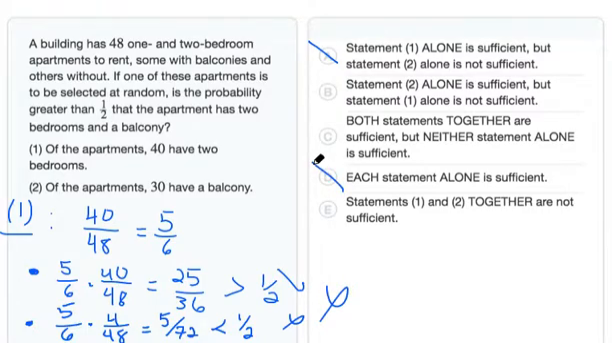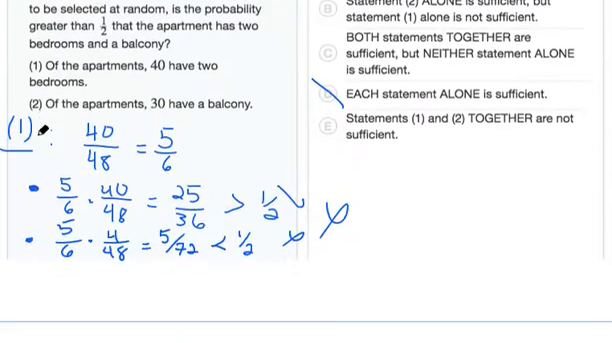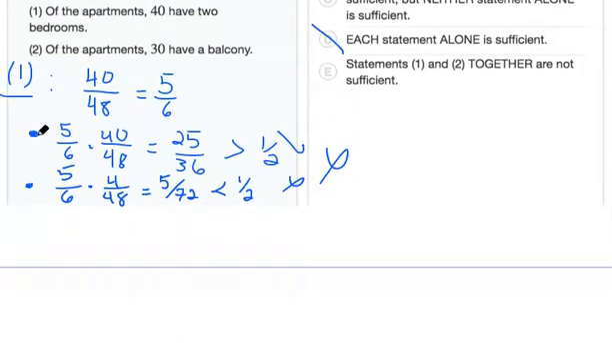Moving on, we need to consider statement 1 or statement 2, right? We just did statement 1, so we need to go ahead and consider statement 2 alone. Let's just go ahead and scroll down for that, leaving statement 2 visible so we can still see it. Let's consider statement 2. For statement 2, we're given that 30 of the 48 apartments have a balcony. So the probability of selecting an apartment with a balcony is 30 divided by 48, which equals 5/8.